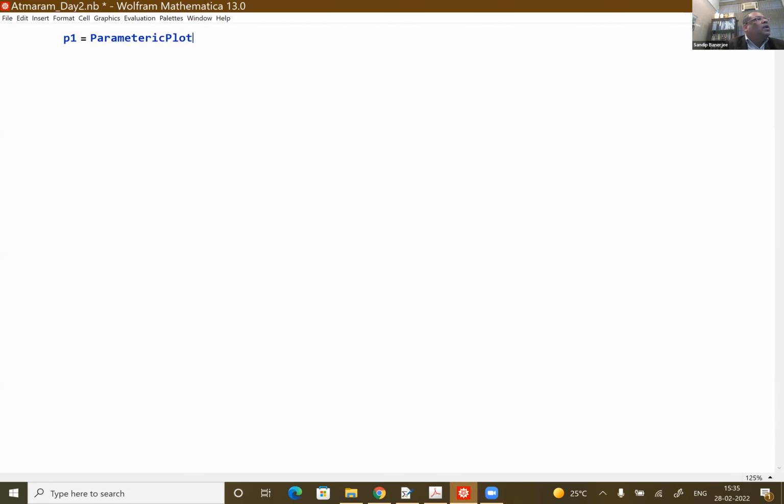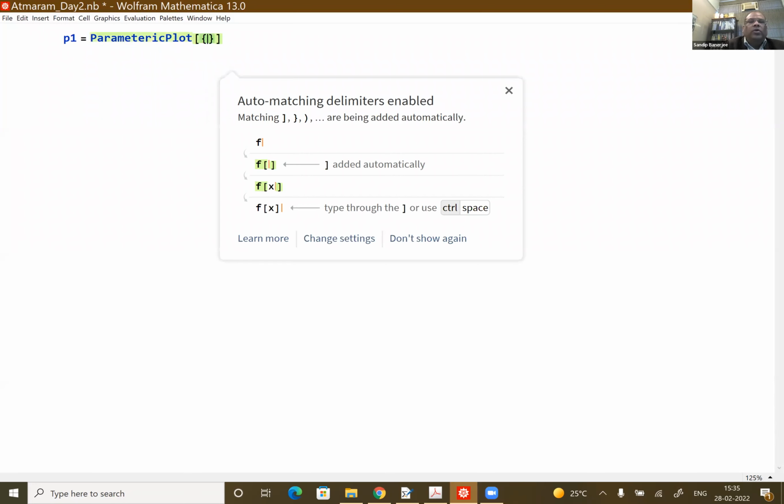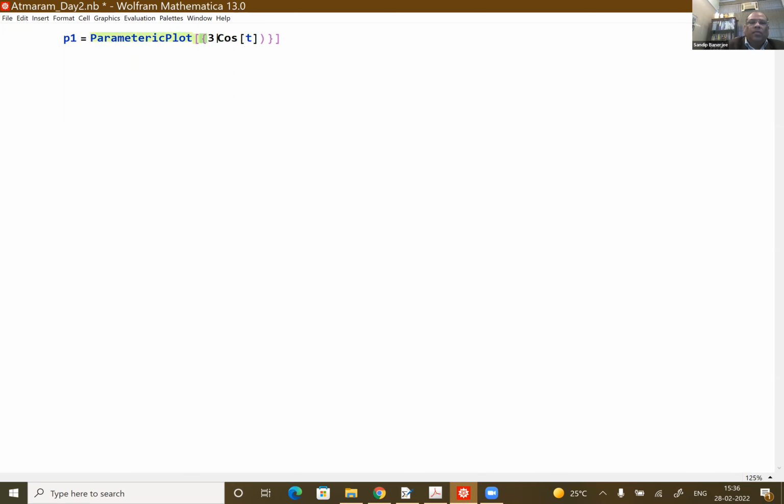So there is this parametric plot which you can do directly. Say 3 cos t.